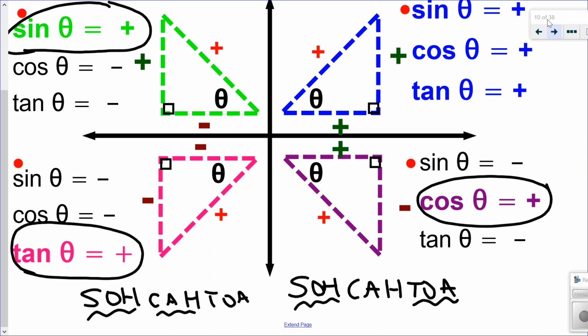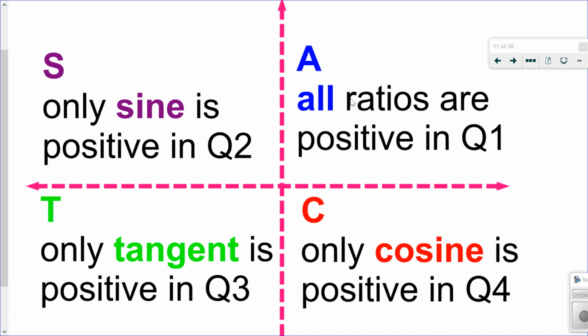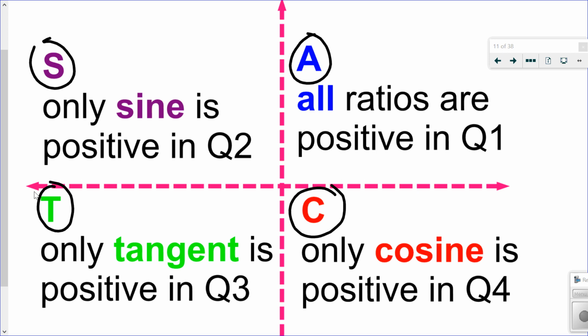So let's put this together. This all together is called the CAST rule, using the letters C, A, S, T. I just use the first letter to help me. Let's start with the C, because this is where it starts, at C for CAST. C stands for cosine. Only cosine is positive in quadrant 4.